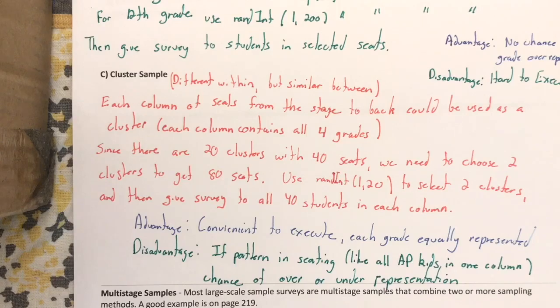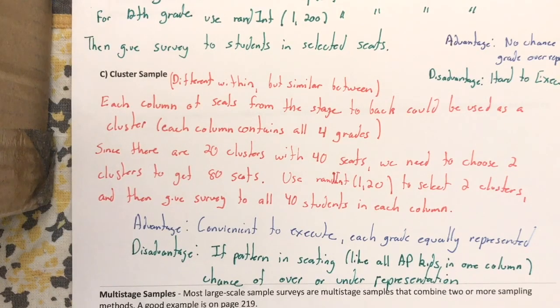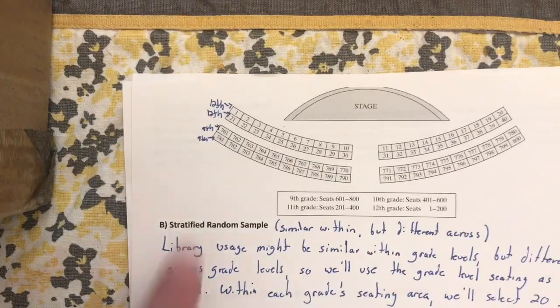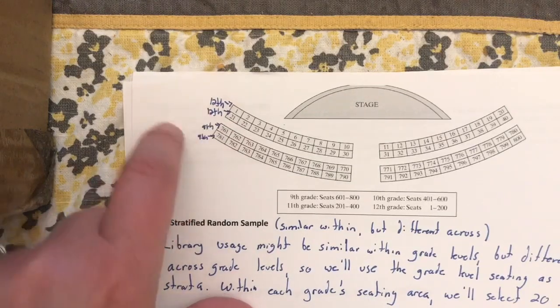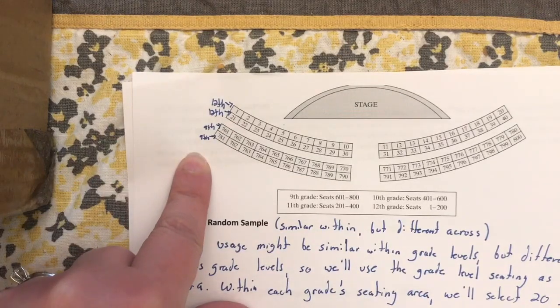How would we give the survey if we were to use the method of cluster sampling? Again, a cluster sample means that they're different within each group, but similar between. So if we think about this and we look at the way the seating chart is, each column of seats from the stage to the back could be used as a cluster. Each column would contain all 4 grades. And again, if you look at this, we can see that the 12th grade were all the way up in the front with the 9th graders being all in the back.